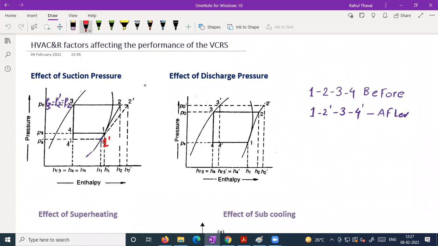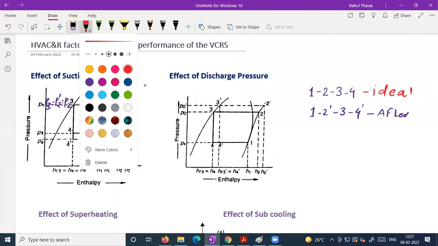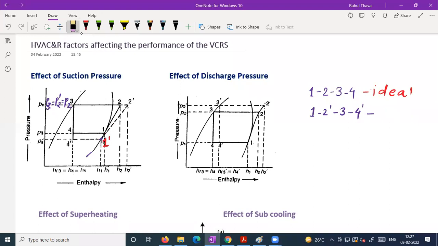Now, let me explain it again. See, the process 1, 2, 3, 4, as I told you. You can call this the ideal cycle. Otherwise, if you are getting confused, you can call that ideal. So let this be ideal. And 1-2-3-4- is the actual one. If you want, you can call that the actual one. I'll call this the actual. So let us see about that.